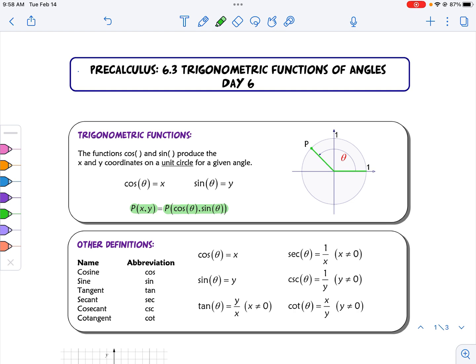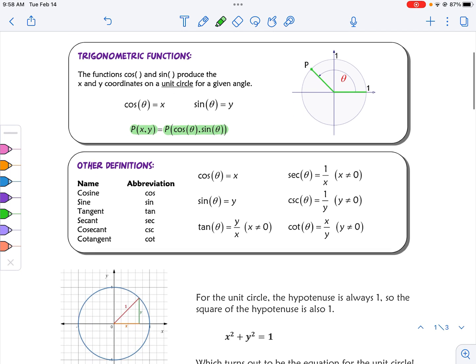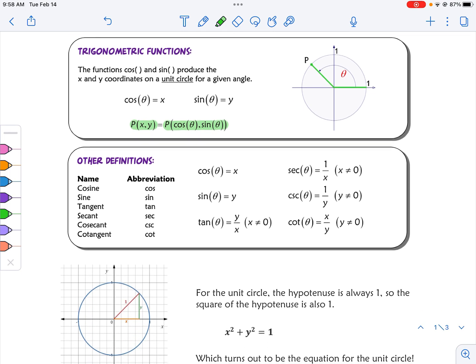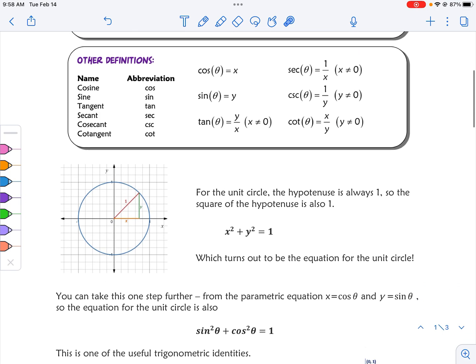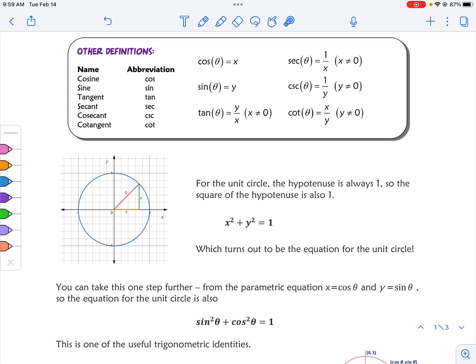Then looking through, we have our trigonometric functions: sine, cosine, tangent, secant, cosecant, and cotangent, all the abbreviations, as well as referencing again what those would be in the unit circle. They have to be in the unit circle because the radius is 1. So here's another picture to reference it. We follow the formula. The hypotenuse is always 1.